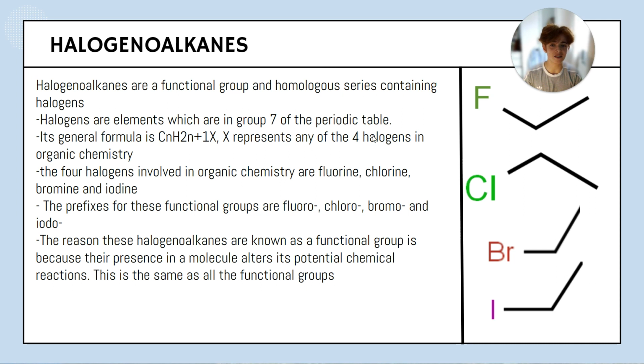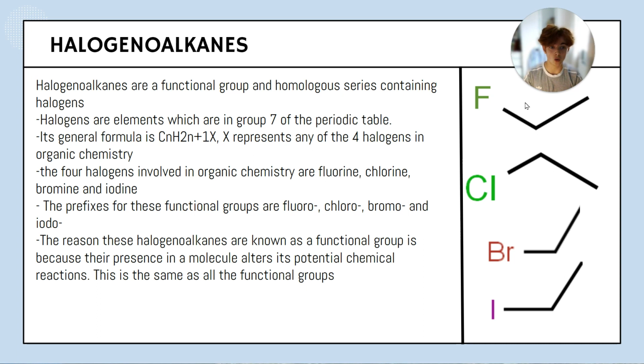X represents any of the 4 halogens that you can find in organic chemistry, and as you'll see, these 4 halogens here are the ones that are commonly found in organic chemistry, and I've spoken about this before. The prefixes, however, for these functional groups are fluoro, chloro, bromo, and iodo. Now, these molecules here, it's not just a chlorine with a weird line attached to it.